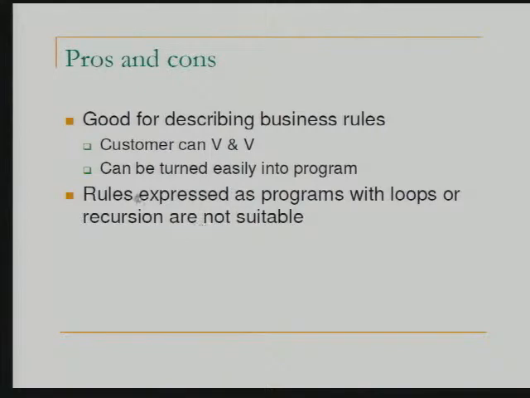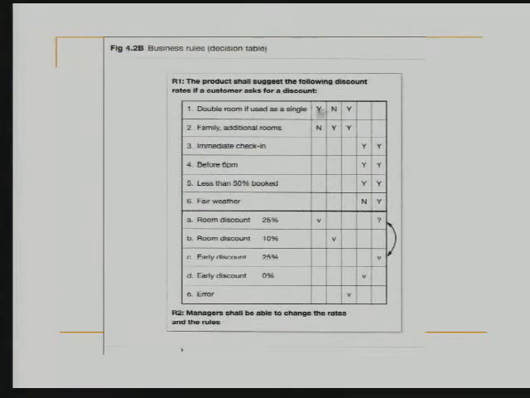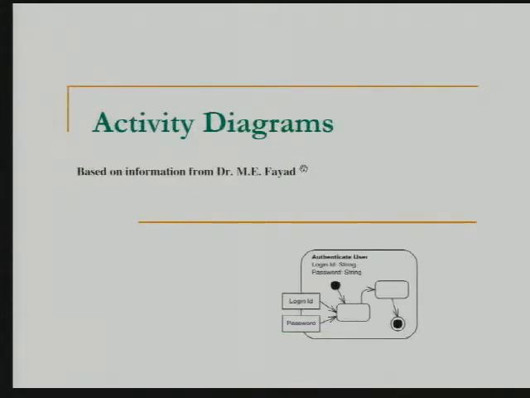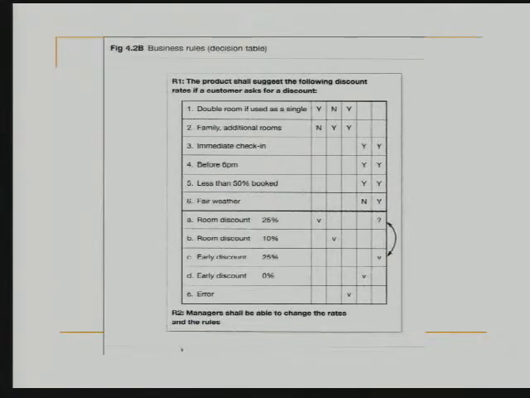And then rules expressed as programs with loops, so I'm going to loop, or recursion, which means basically one function calling itself. That's much more difficult to use in a decision table, because I'm calling into itself. It's hard to represent that in a table. So those types of rules are not suitable, but other basic logic rules, this thing works really well. Okay, so that's it for decision tables.